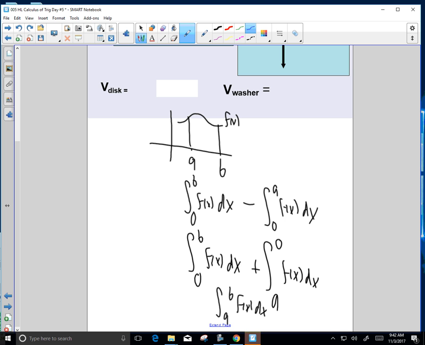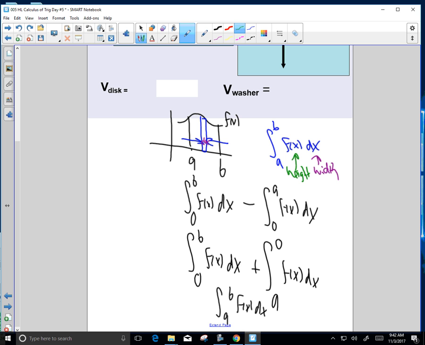Now tell me about these rectangles, though, that are in here. They're infinitely thin. What's the width of them? In my equation here, f of x dx from a to b, what's the width? Dx. This is your width. What's your height? The height is f of x.